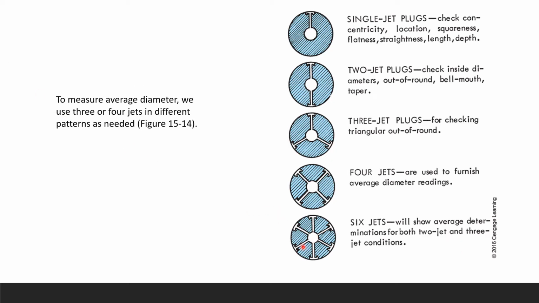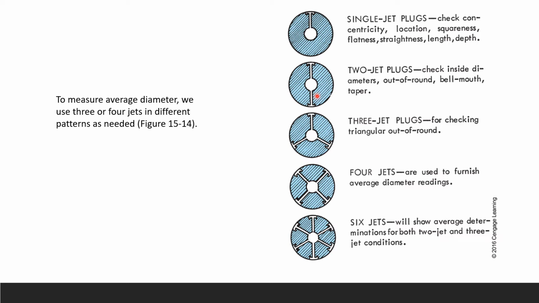To measure average diameter, we use 3 or 4 jets in different patterns. When we say jet, that's our single jet, because we have only one. It just looks like a little thing right there. A single jet is going to check concentricity, location, squareness, flatness, straightness, length, and depth. What this is trying to show you is that, with a simple change of the jet in the spindle, a variety of characteristics may be checked.